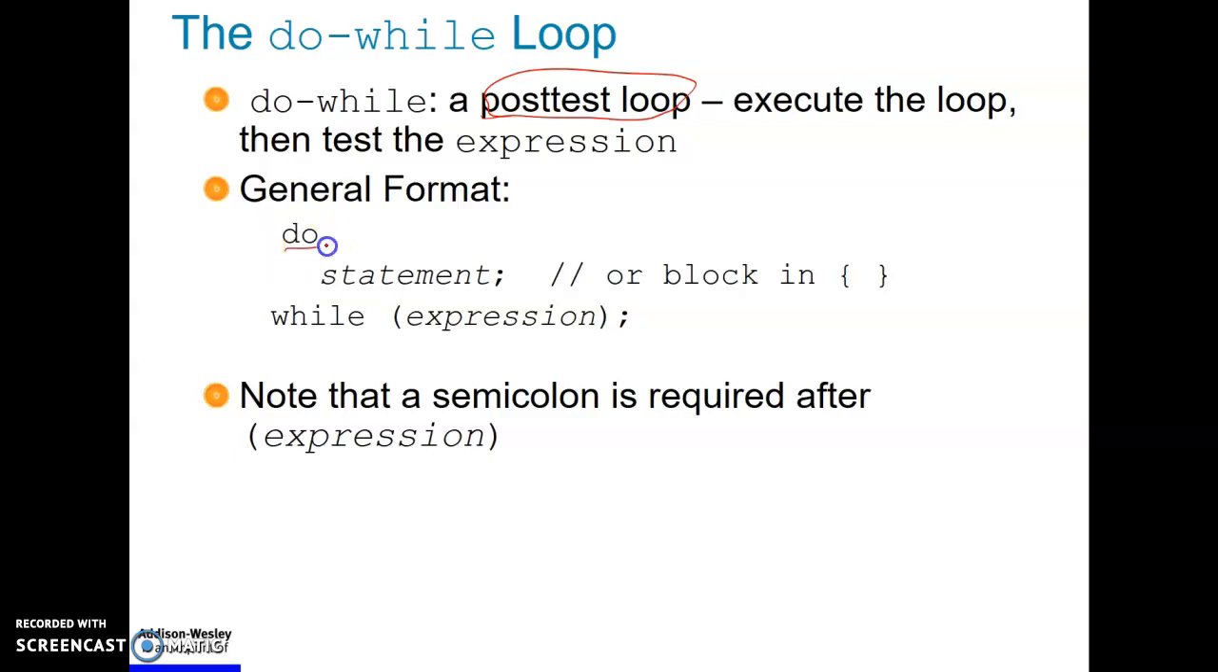So the basic structure, we have the keyword do. We have a statement, takes one by default. If we have a block of statements, then again, we're using curly braces. We have the keyword while, where we have our test expression, but take note of the semicolon at the end of the expression. That's different than what we had in our last lesson.